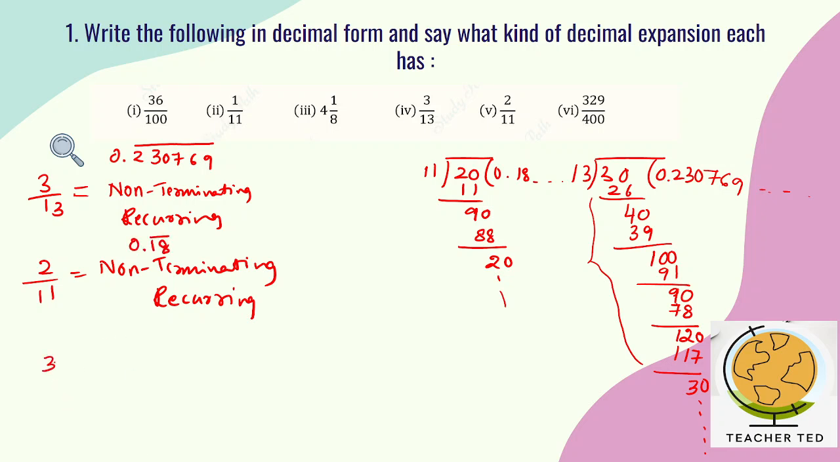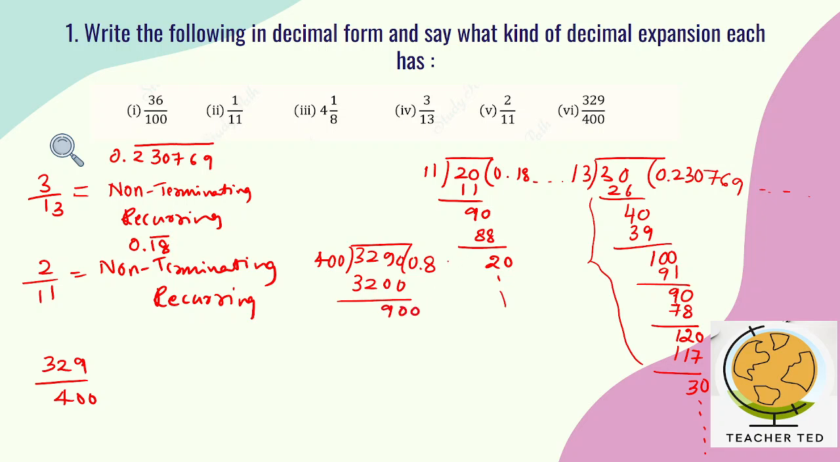So I'll take up the last question, that is 329 divided by 400. Substitute 329 here and 400 here. 329 is way lesser than 400. Put a point here and it will become 3290. So 400 8s are 3200 and the remainder is 90.